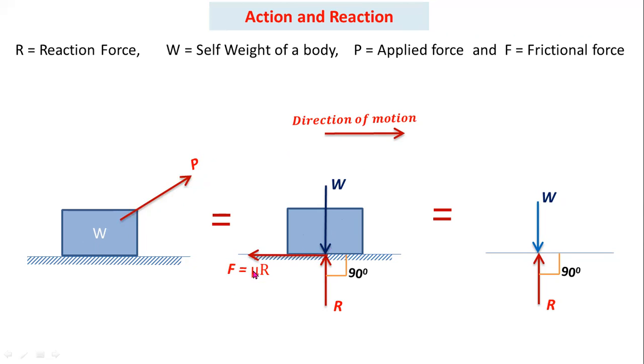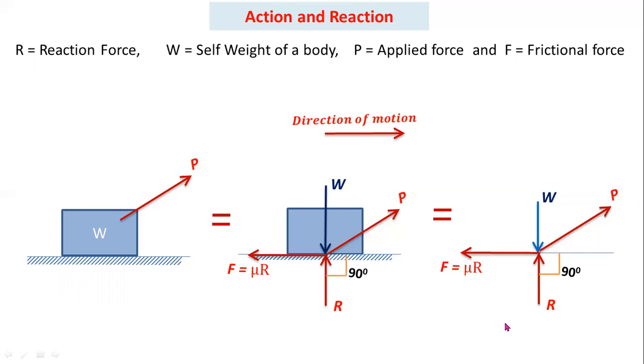You have to consider a frictional force opposite to the direction of motion. Always consider frictional force opposite to the direction of motion. Here this is the applied force, this is the frictional force, and this is the direction of motion. Now you have to draw this external force P and the frictional force F here. This is the horizontal friction force, this is the applied force.